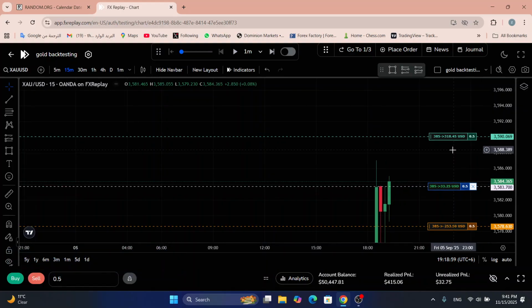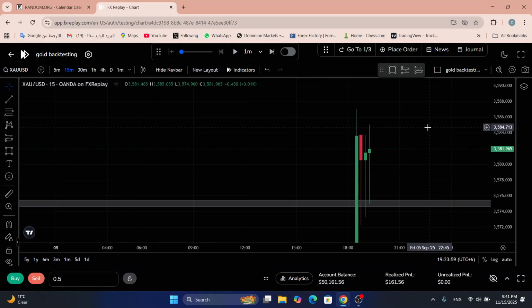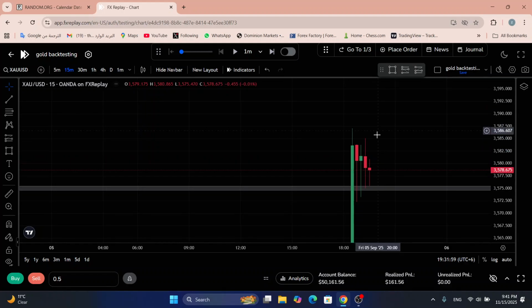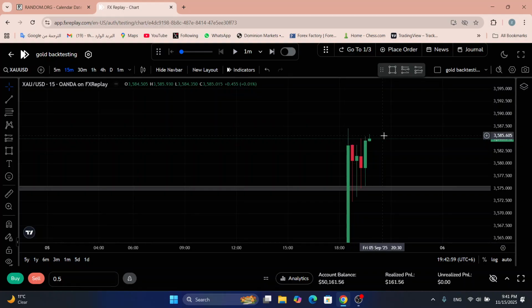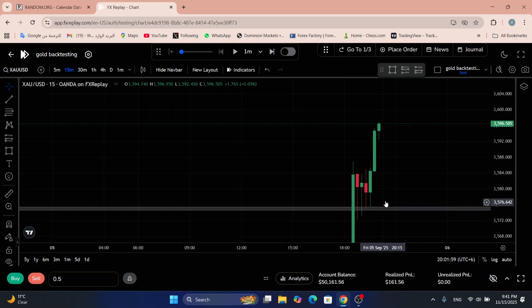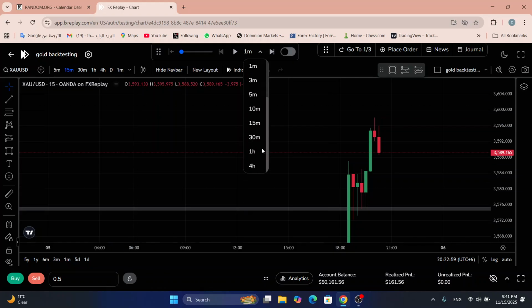Let's see. Oh, that was awful, but I believe now gold can still keep heading up. Oh, look at that. So now it's going up, but it's okay. We were just risking 0.5%. It's not a big deal. So now my session time is over. Let's go to the next session.